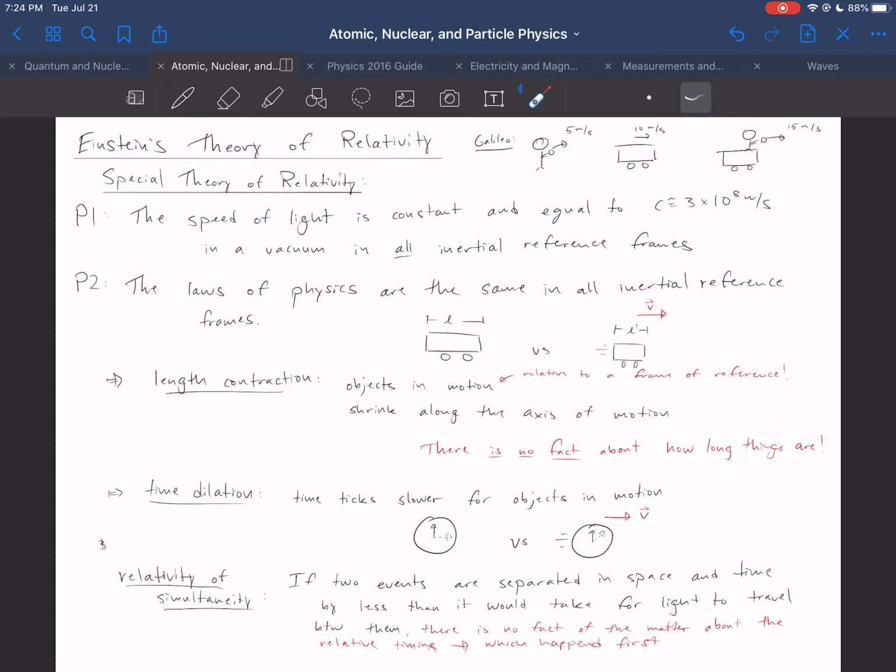So perhaps you might accept length contraction and time dilation, but length contraction and time dilation lead to the following idea, which seems really hard to accept, and that is known as the relativity of simultaneity. If time dilates, then if any two events are separated in space and time by a smaller distance than it would take for light to travel between them, there is no fact of the matter about the relative timing, which happened first.